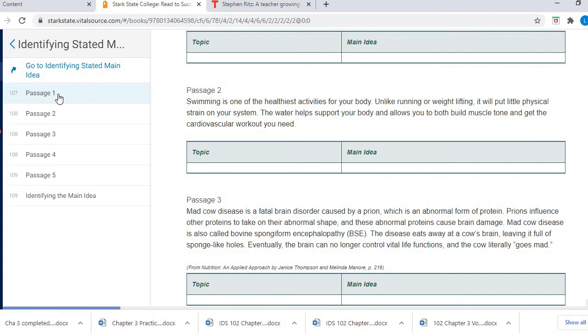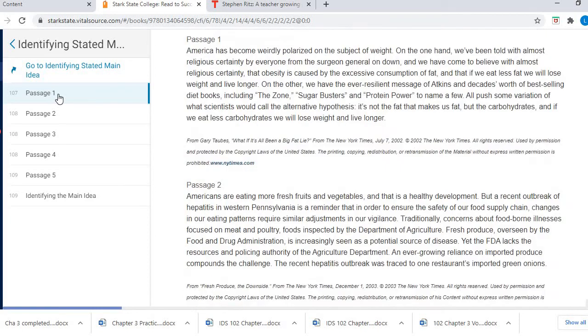And I'm going to be passage 1. I'm going to click, there we go. And here is my first passage. So I'm doing passage 1.